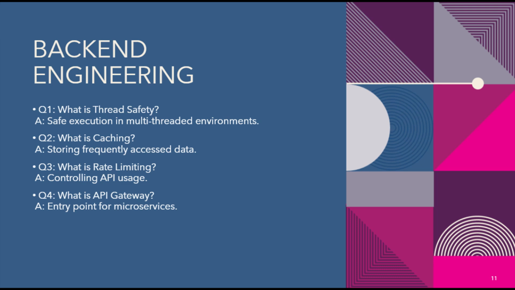Backend engineering. This slide focuses on core backend engineering practices. Thread safety means ensuring code behaves correctly in multi-threaded environments without race conditions or inconsistent results. Caching is another important topic. It improves performance by storing frequently accessed data in memory, reducing database or API load.